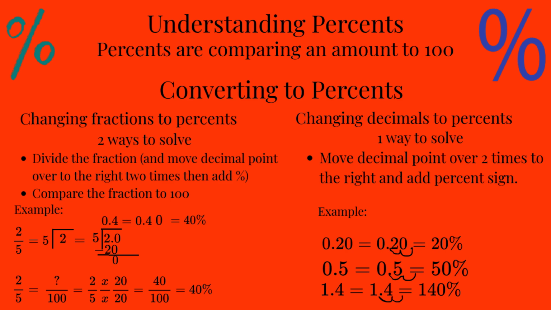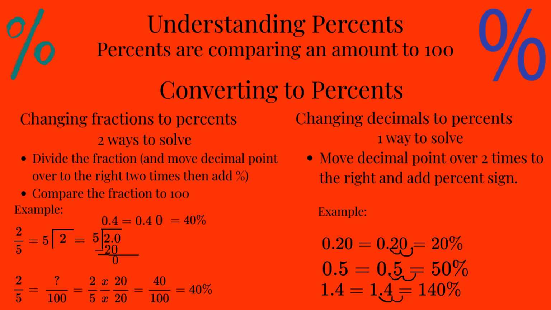Now let's try the second method by comparing the fraction to 100. So we have the same fraction, 2/5, equals, we have a question mark, and then in the numerator and in the denominator we put 100 because we're comparing it to 100. So we must figure out 5 times what number gives me 100? Well, 5 times 20 gives me 100.